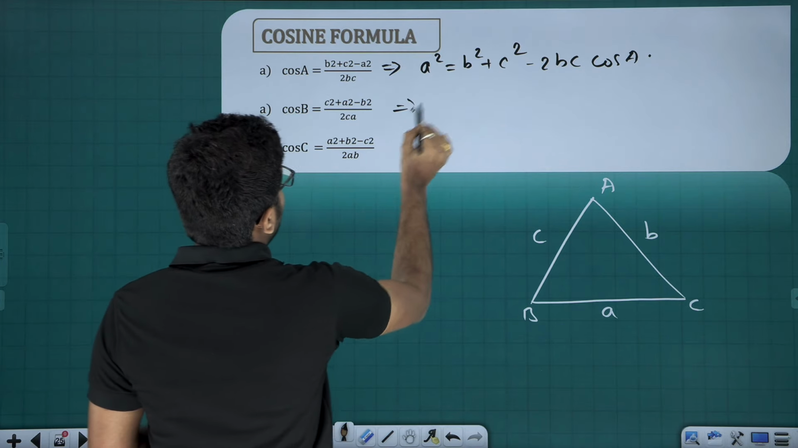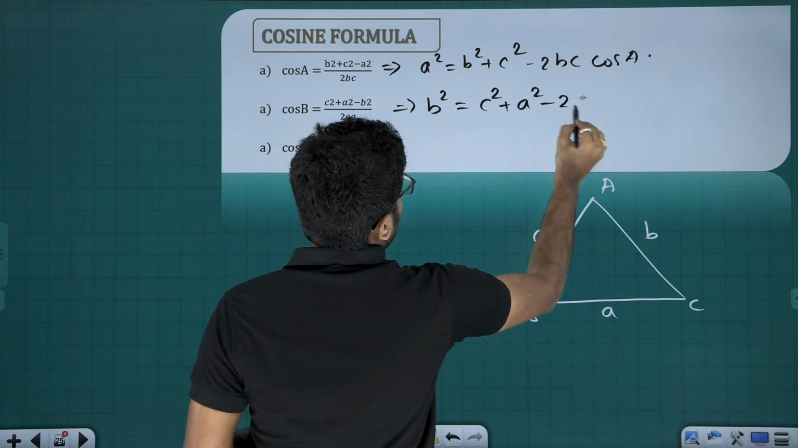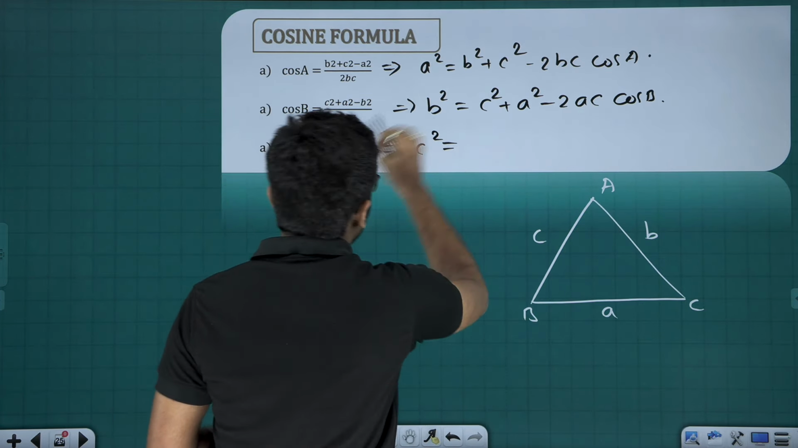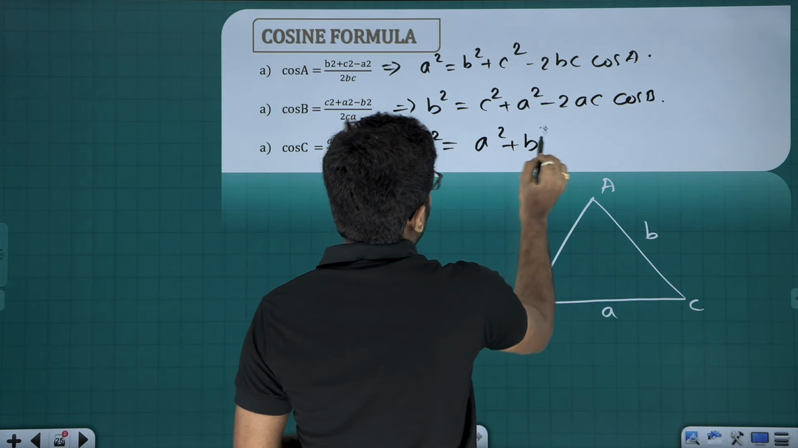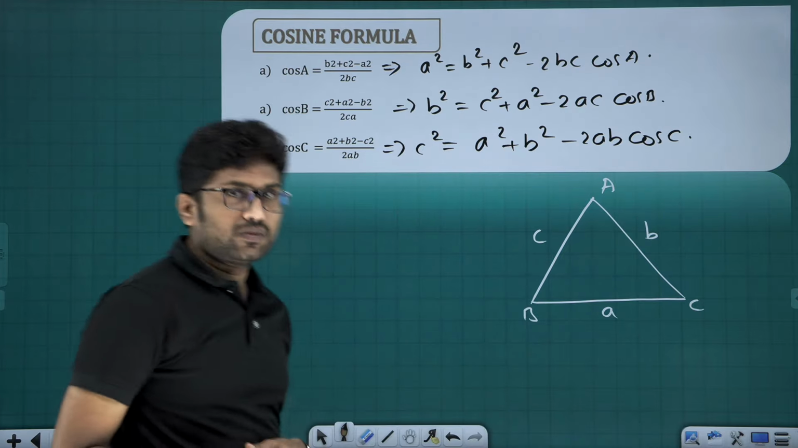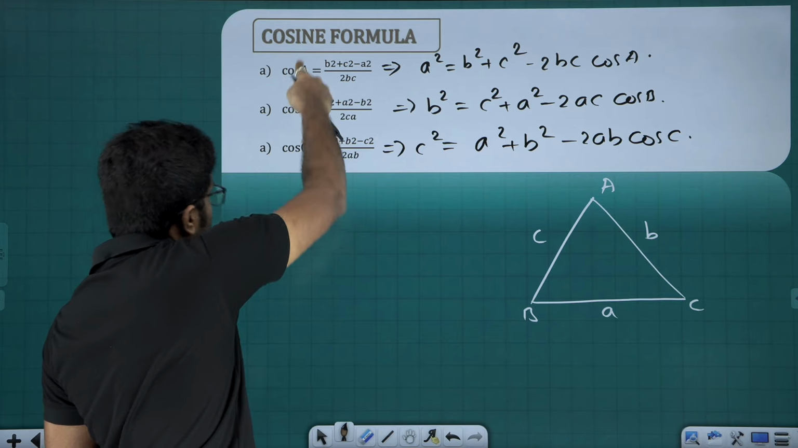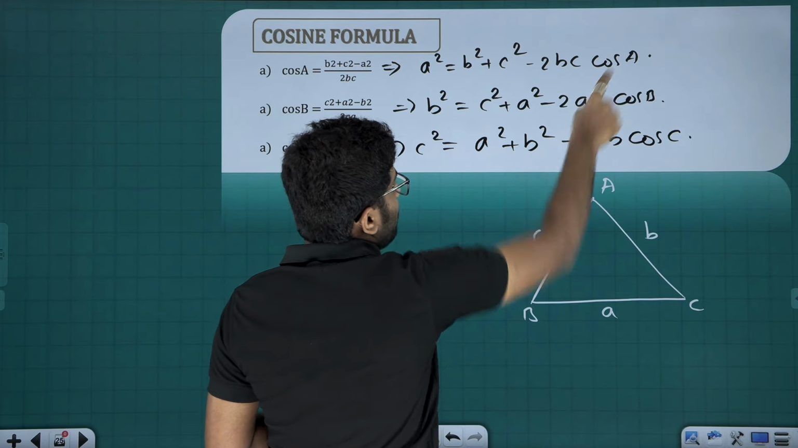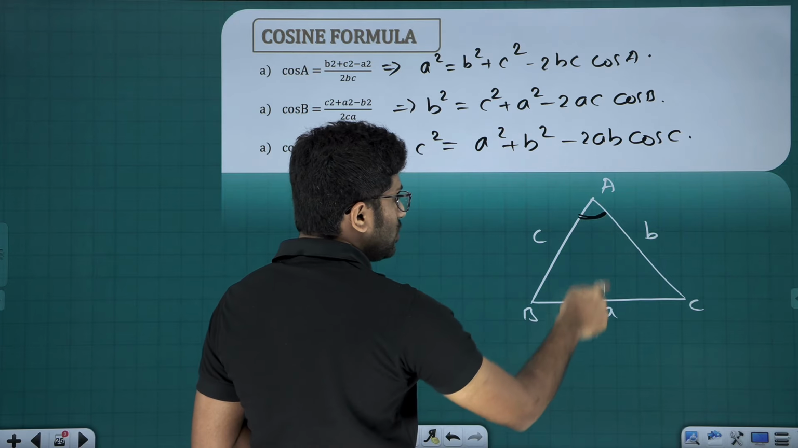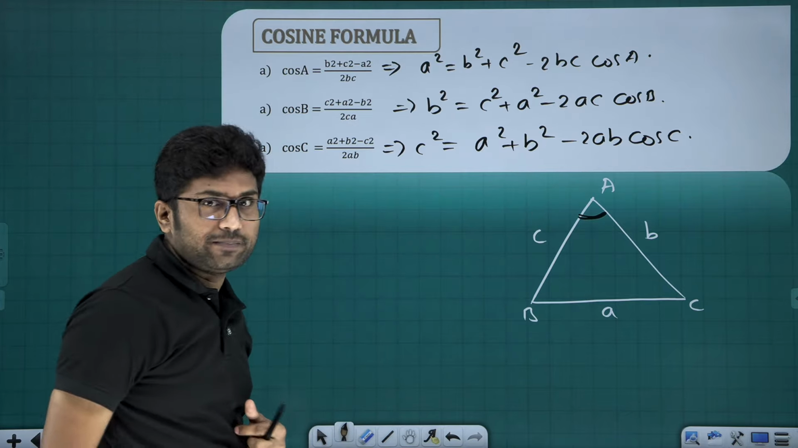From here, b square is equal to c square plus a square minus 2ac cos B. In the same way, c square is equal to a square plus b square minus 2ab cos C. So when sides are given, to know the angles, we use this. When two sides and the included angle are given, to get the unknown side, we use any of these three formulae.